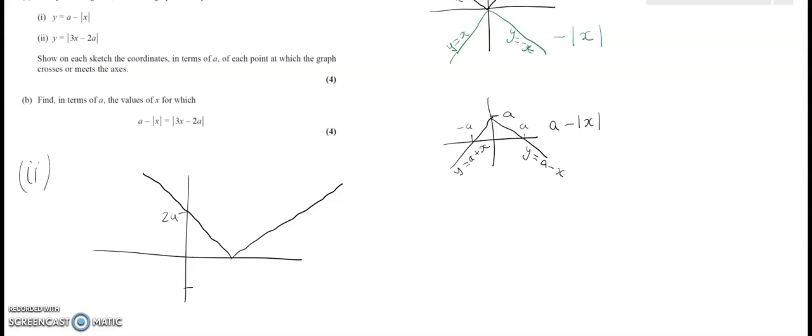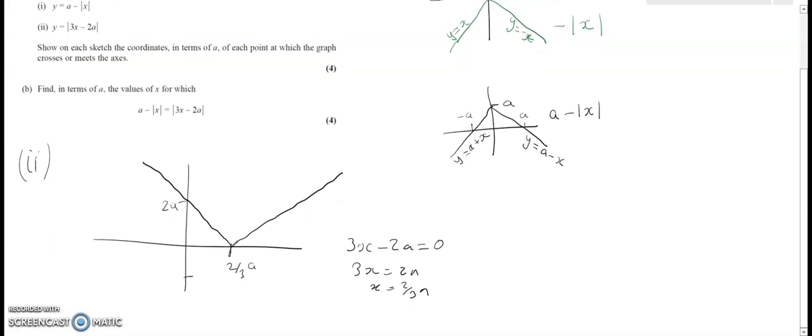Okay, we needed to find this intersection point. That's when 3x minus 2a is equal to 0, and so 3x is equal to 2a, and so x is equal to 2 over 3 a. So this is 2/3 a. Okay, so in part B, we're asked to solve that.